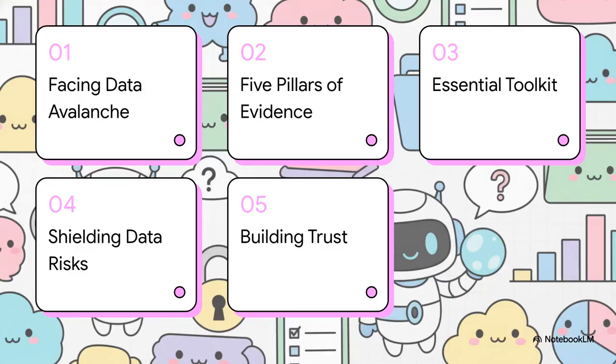Okay, here's our game plan. 1. Facing the data avalanche. 2. The 5 pillars of reliable evidence. 3. The auditor's essential toolkit. 4. Shielding data from critical risks. And 5. Building trust through verifiable truth.